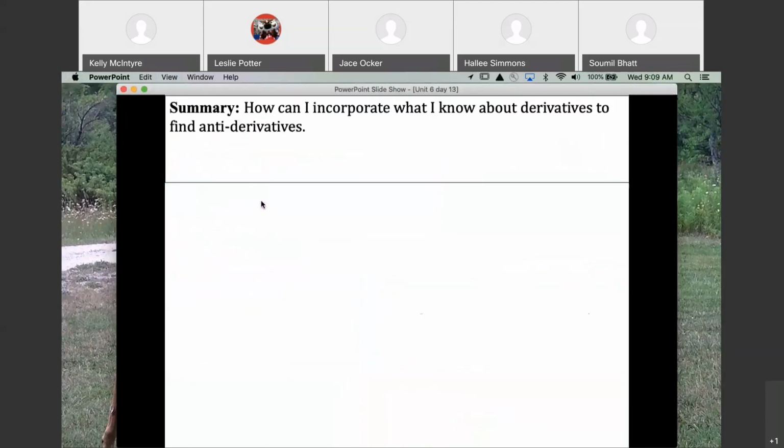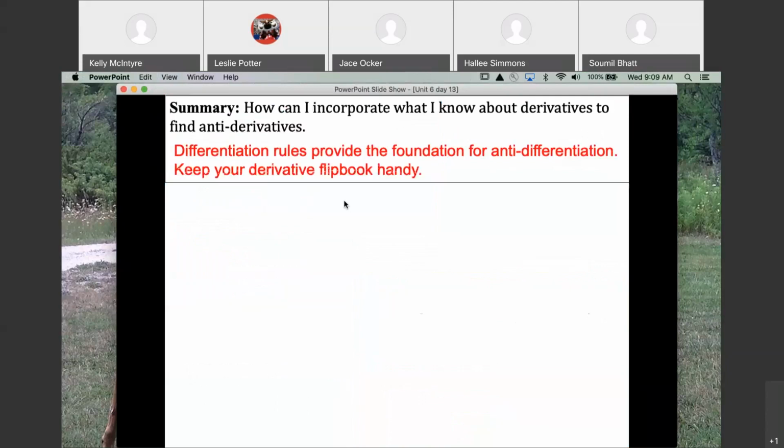There we go. Okay, so how can I incorporate, still talking about the same essential question, right? We've had this now for like half the unit. How can I incorporate what I know about derivatives to find antiderivatives? We're really relying heavily on just that, reversing that process. So the differentiation rules, that's the foundation. Keep your derivative flipbook handy.